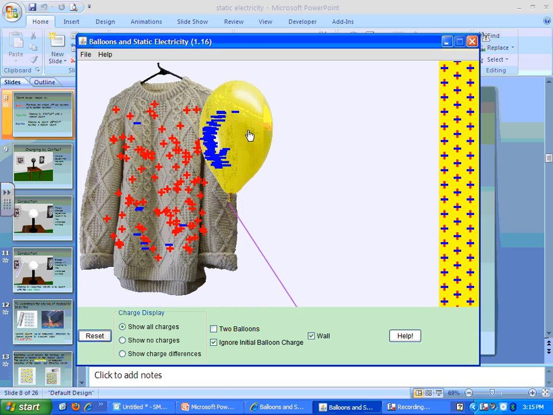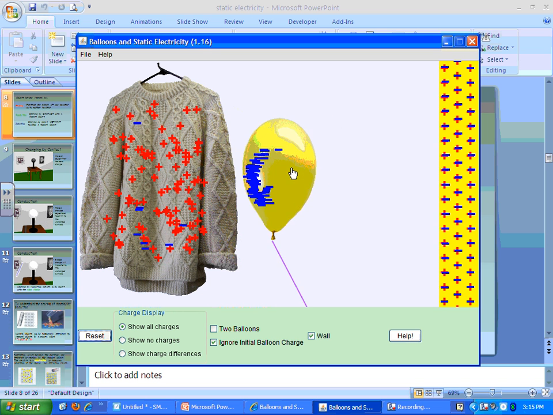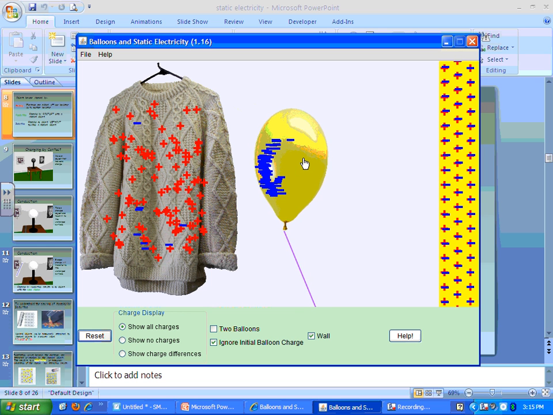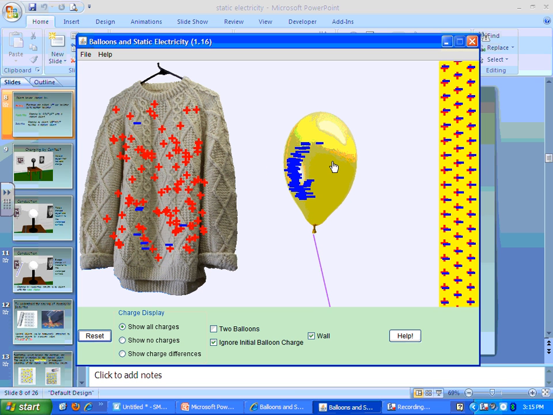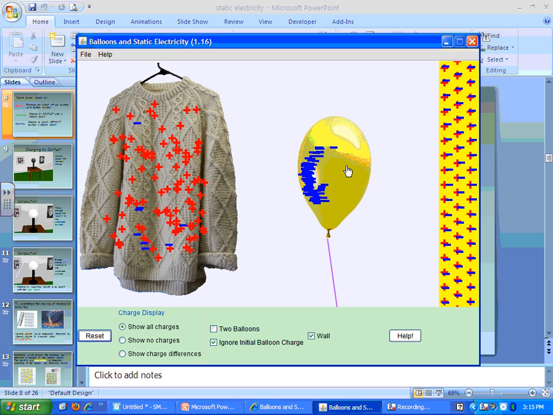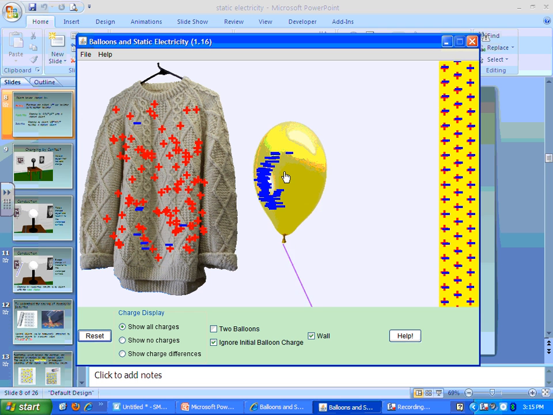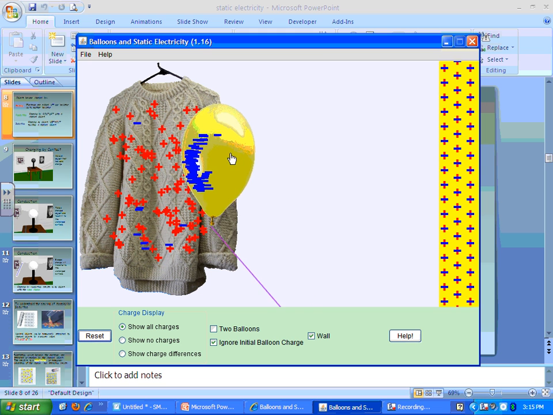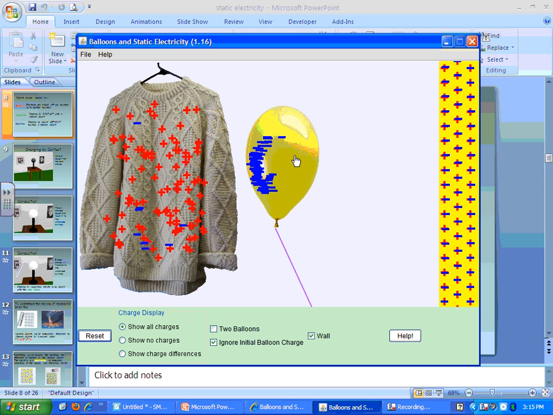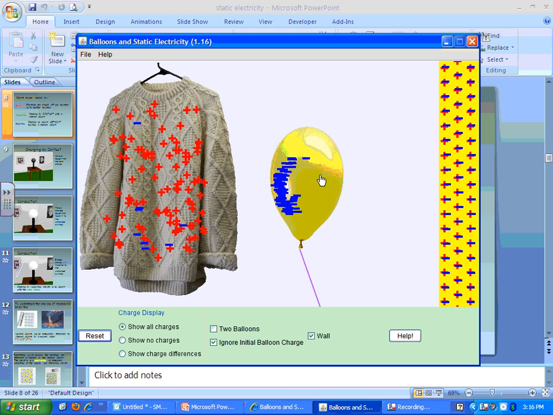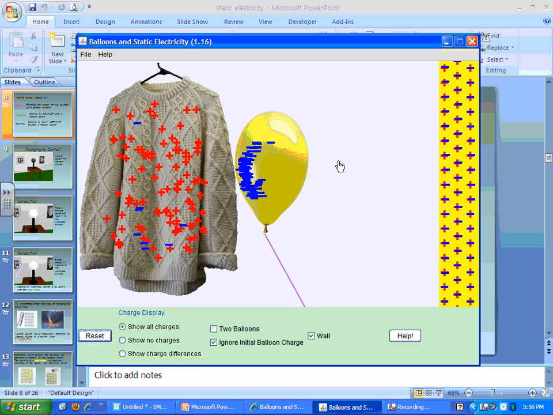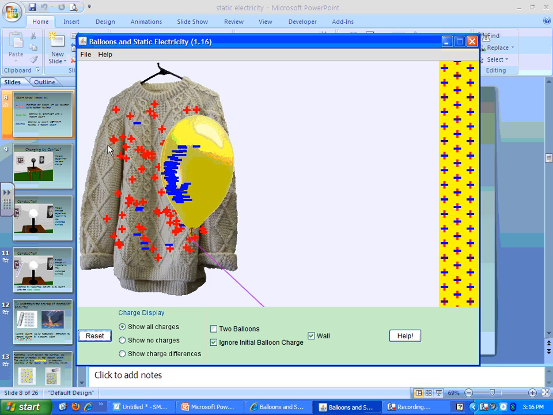But if you notice, the positive charges are staying where they are. In the nucleus of an atom, you really can't remove protons without changing the entire structure of the atom. But you can remove the outer electrons. So now I have this negatively charged balloon, which has an excess of negative charges, and this positively charged sweater, which has a shortage of electrons. And if I let go of the balloon, you can see that it's attracted to this wool sweater.